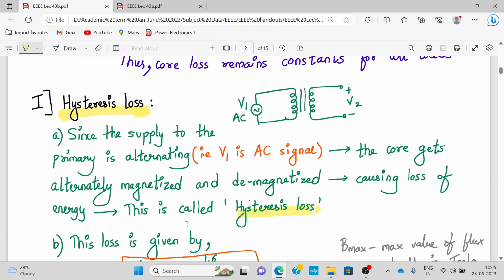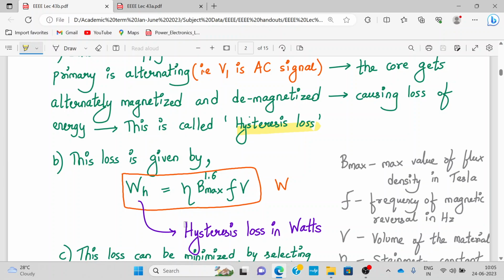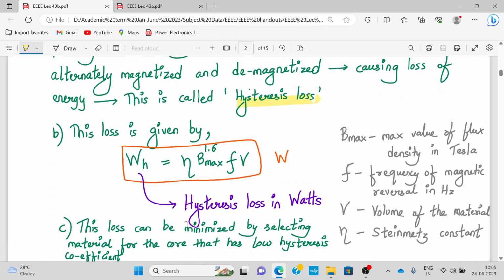So, since the supply to the primary is alternating, that is V1 is an AC signal, the core gets alternatingly magnetized and demagnetized, causing a loss of energy. And this loss is called a hysteresis loss. I hope it is clear. And this loss is given by, now this is not derivable, WH, hysteresis loss in watts, is given by eta B max raised to 1.6 F V, and the unit is watts. So what is B max? B max is the maximum value of flux density in Tesla, F is the frequency of magnetic reversal, V is the volume of the material, and eta is the Steinmetz constant.